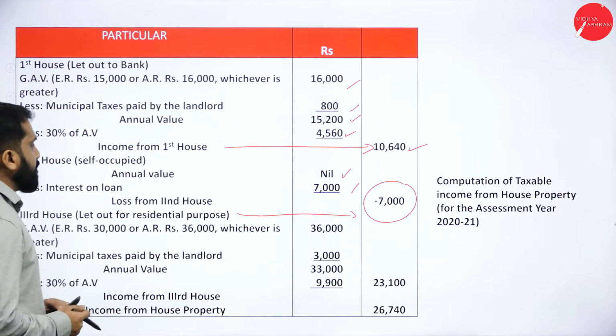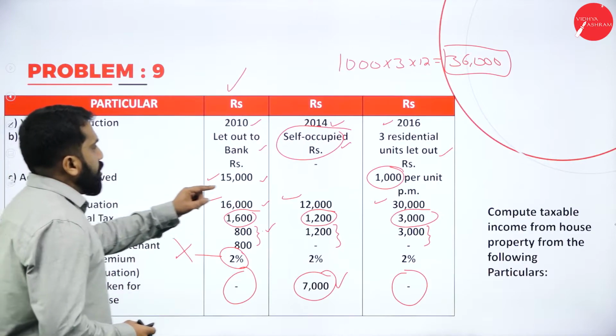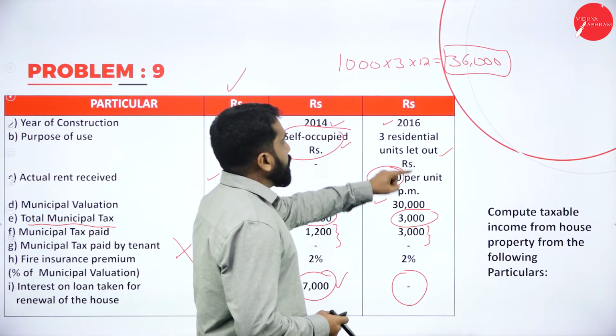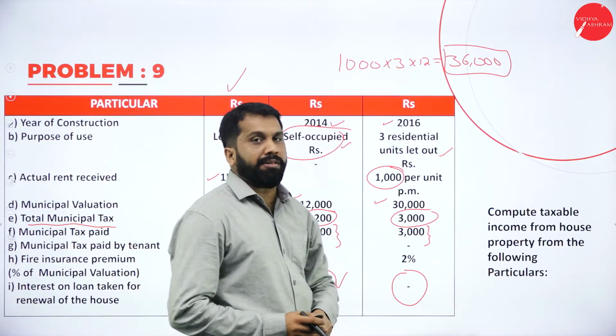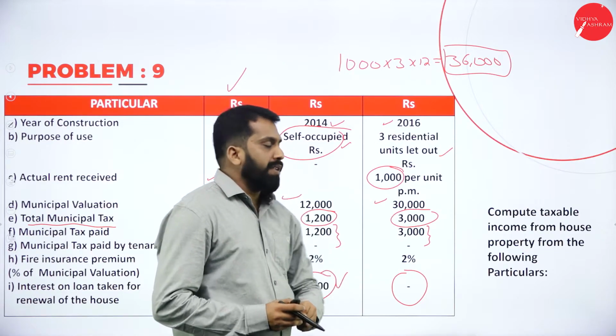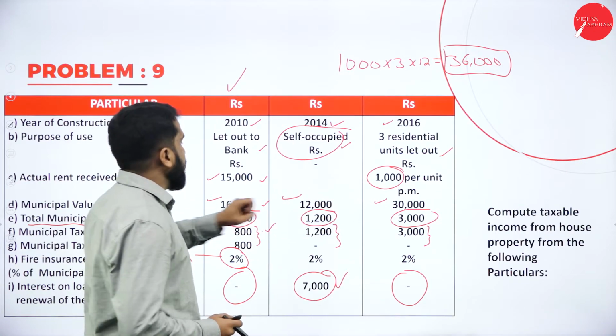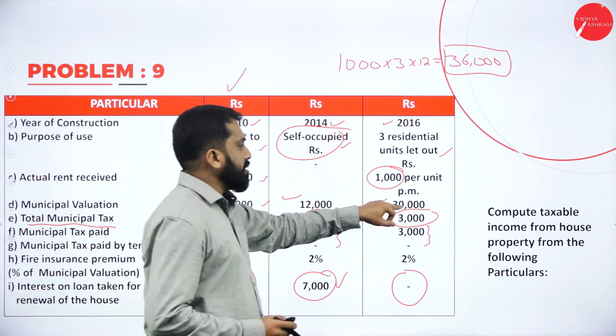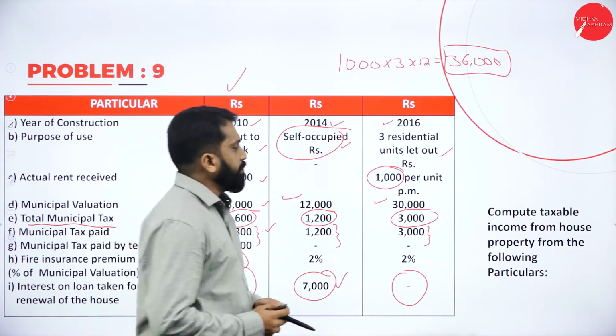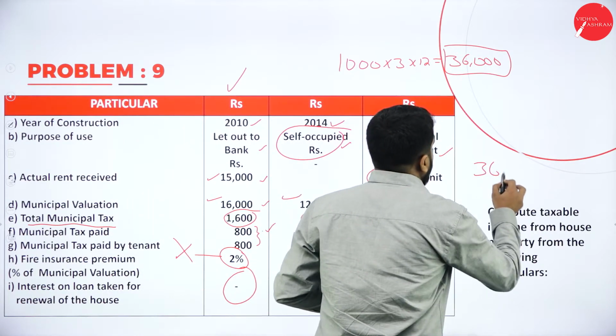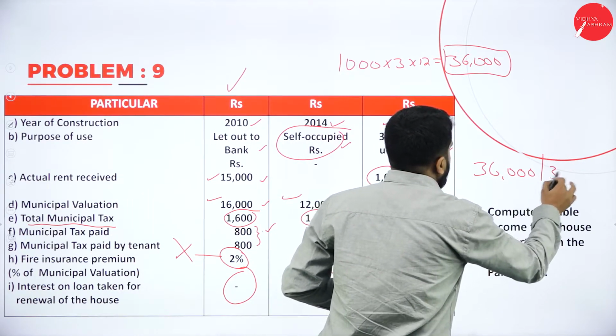Your third house: you have 1,000 into 12 into 3, which comes to around 36,000. Out of this, 36,000 is your actual rent. Your municipal valuation is how much? 30,000. Now, 36,000 or 30,000.